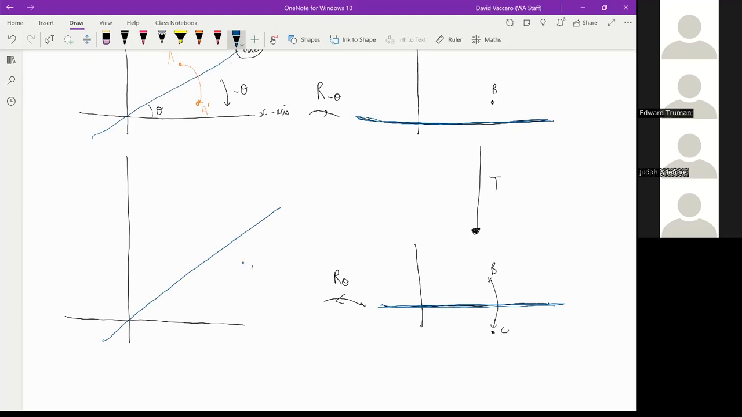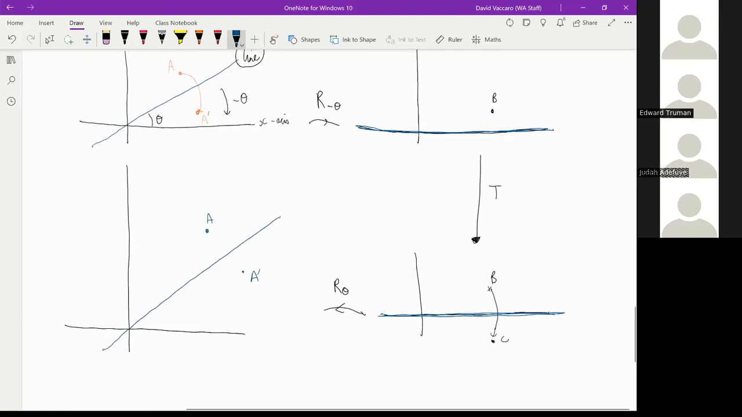So here C has now mapped onto A dash. Okay, there's an obvious elephant trap. My reflection in the blue line, I'll say it's got matrix M. Let's see who's awake at 7:15. Can anyone tell me what the matrix M is in terms of R negative theta, T, and R theta?